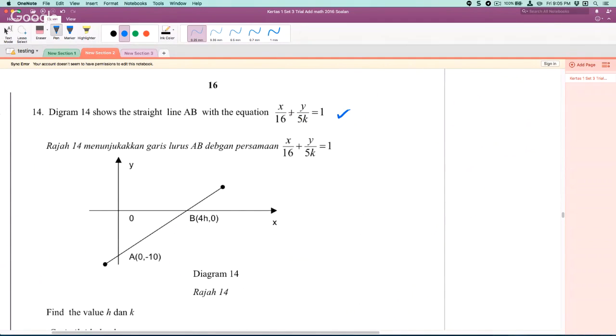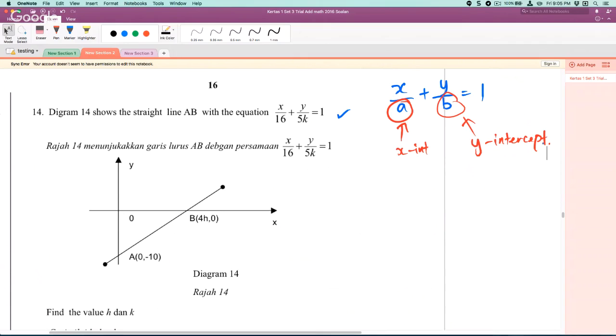You have to understand this one is called intercept form. That means the basic formula is like this: x over a plus y over b equals 1. I say many times the a here is the x-intercept, and the b here is the y-intercept. That means over here, this is my x-intercept, isn't it? It's 4h. So I know 4h equals 16, h equals 4. And then I know my y-intercept here is negative 10. So 5k equals negative 10, k equals negative 2.